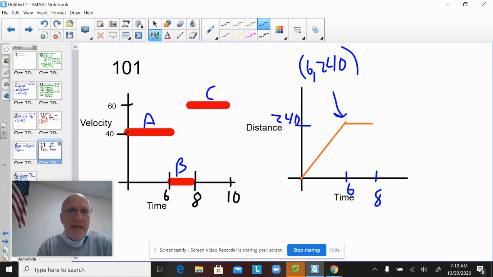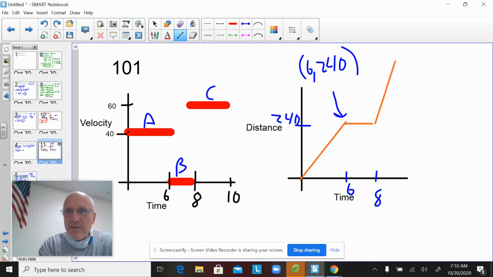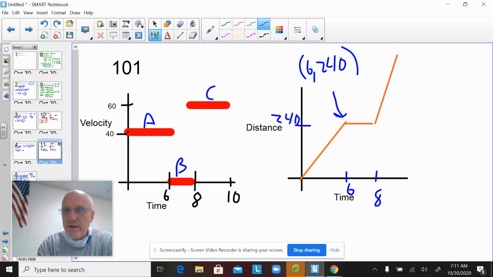And then what about from 8 to 10? The velocity function tells me that the velocity between 8 and 10 is 60 meters per second, or feet per second, whatever the unit is. That means the slope of my position has to be 60. So I don't draw very well, certainly. I'm going to draw a point here like this, but it should be steeper than the last one because the slope of 60 is steeper than the slope of 40. So I'll put a 10 here.